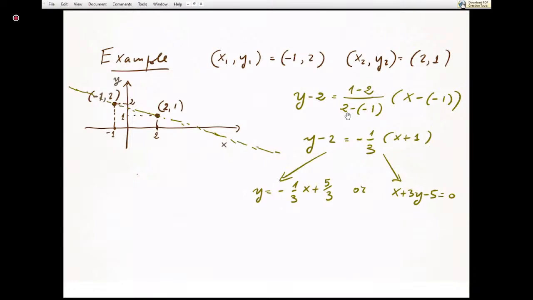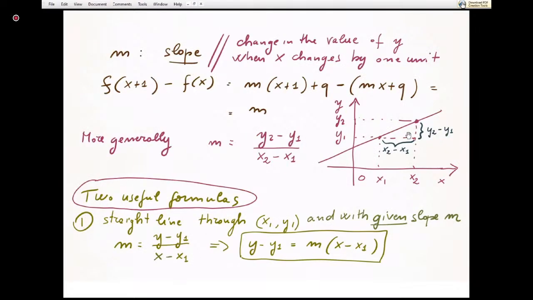And then I use any of these 2 points. I use, in this case, x1, y1. I can use any of these 2 points. I have the slope here. I use the formula 1, okay? And I obtain the equation of the straight line. This is the equation of the straight line in explicit form, or if you like, this is the equation of the same straight line in implicit form.